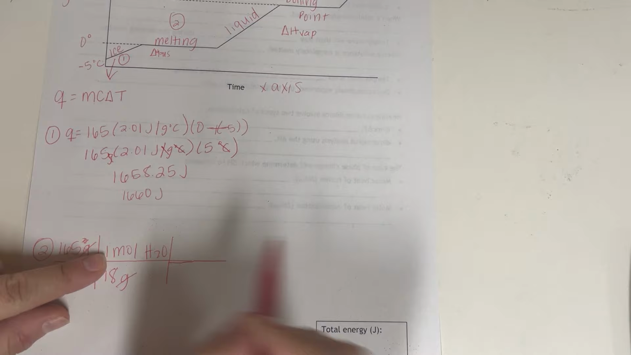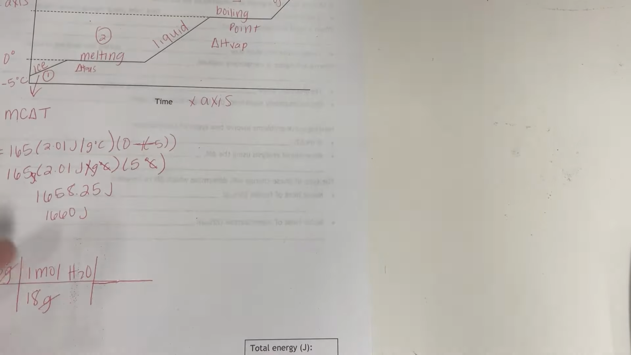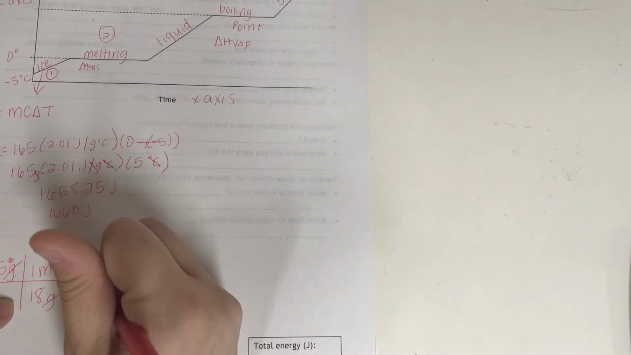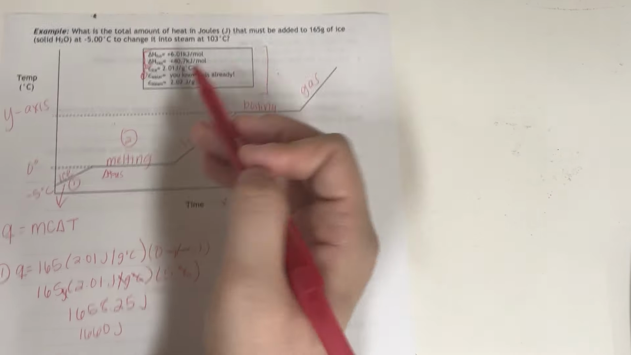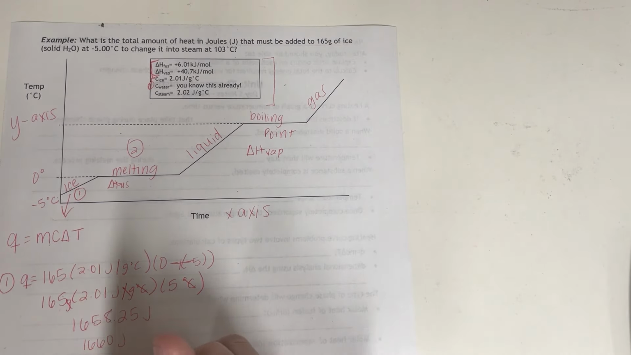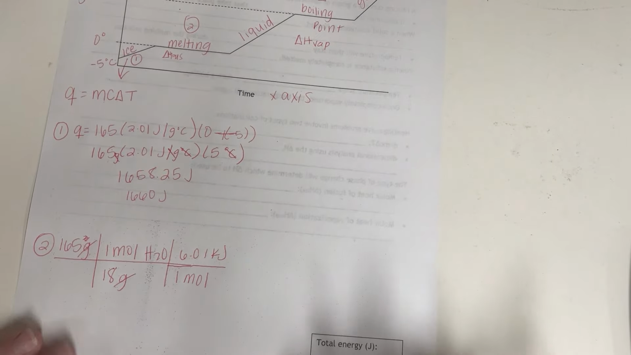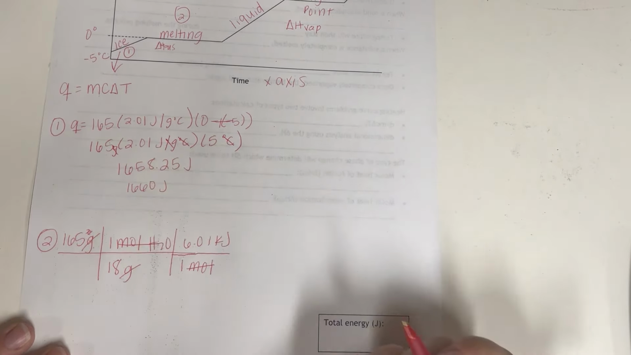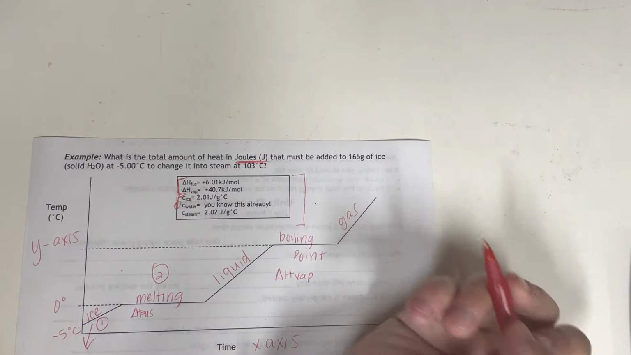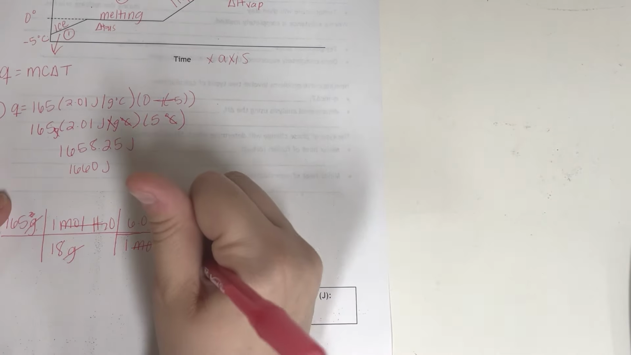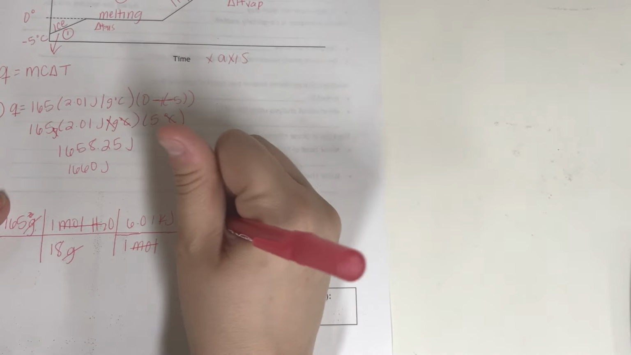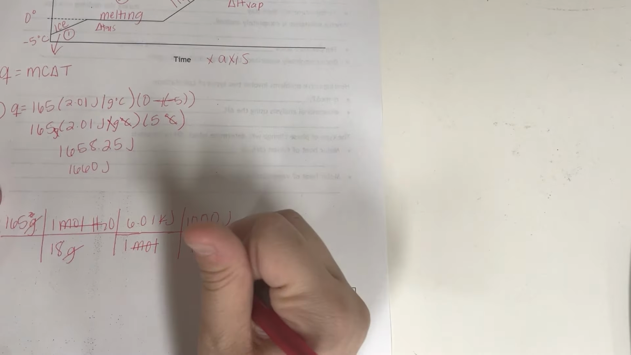So you have 1 mole, and we're going to use this to convert it into energy. 1 mole gives you 6.01 kilojoules, because that's what the formula tells you. Your moles cancel, and you're left with kilojoules. But your problem wants the answer in joules, so we have one more conversion. For every 1 kilojoule, you have 1,000 joules. This will cancel with this.